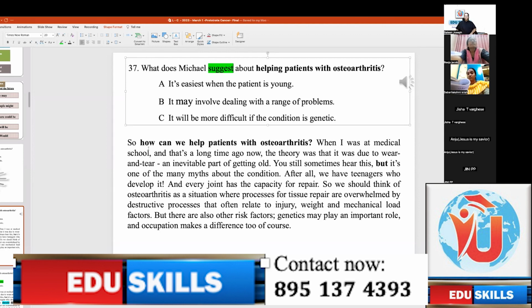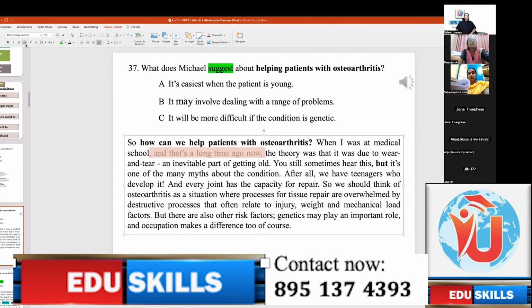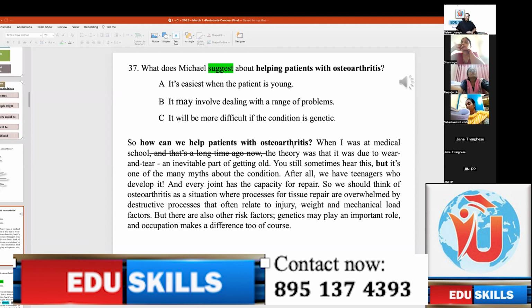Immediately as you listen to this statement, here is the crux, here is the paragraph, here the audio is moving. So, when I was at medical school, and just ignore what is between commas. Yeah, two commas, so that you beat the time. You need not read that; it doesn't make any difference in your understanding of the paragraph. So that's all complements. When I was at medical school, the theory was that it was due to wear and tear. The word theory gives a suggestion that it is not now. When I was small, that was the theory. But today it has changed. That is the tone of the sentence.